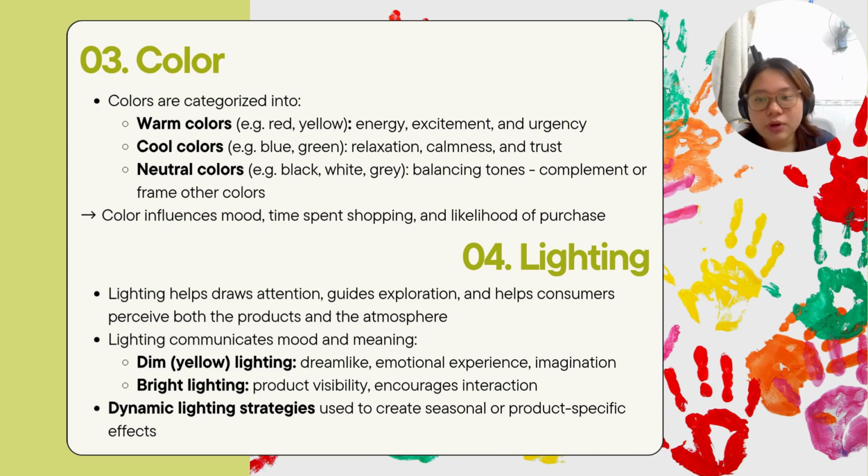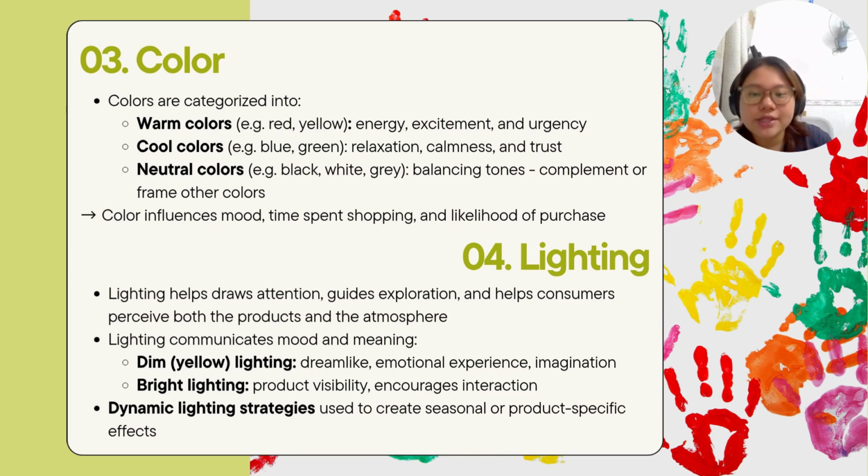Dim lighting, which we often call yellow dark lighting, will foster a dreamlike emotional experience, encouraging imagination and a deeper emotional connection with the service environment. That's why we see bookstores mostly have yellow dim light, for customers to read books in a relaxed environment. However, dim light can also reduce the mental alertness of the customer. So in restaurants, using this type of light may lead to less healthy food choices, as customers become more relaxed and less analytical about what they eat.